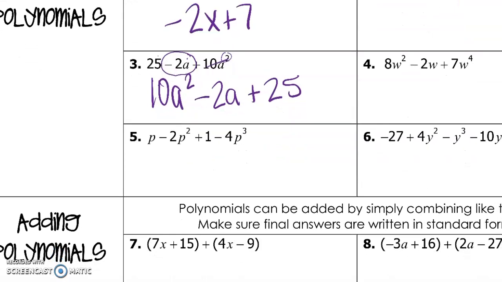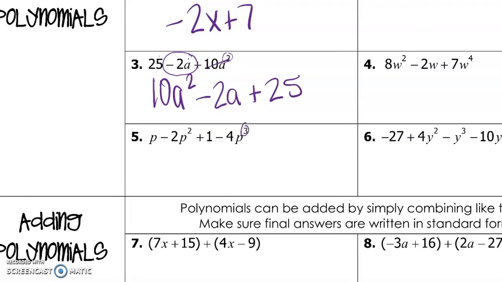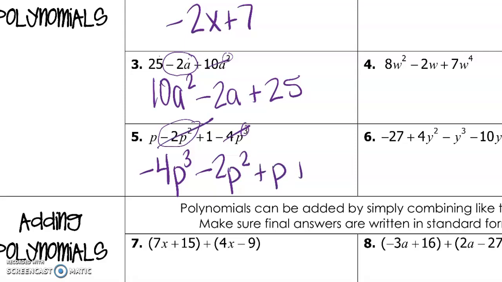Number 5, we have an exponent of 3, so negative 4p to the third goes first, and then minus 2p squared, and then a positive, so plus p and plus 1. All of your answers need to be written in standard form.